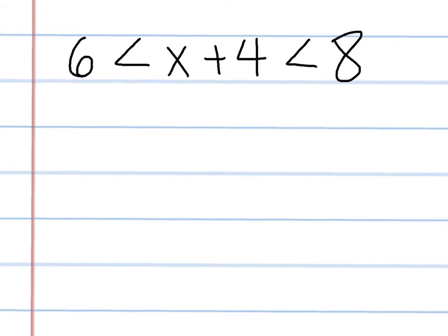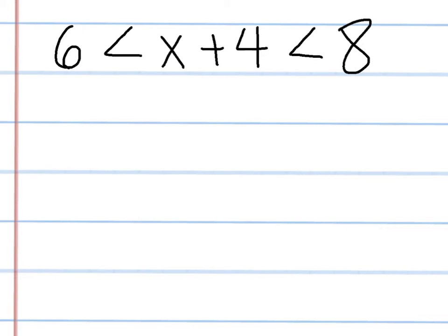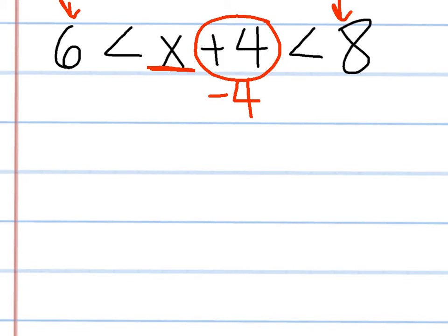Okay, example number 3. This time we have 2 sets of inequality signs. That means whatever we do this time, we're going to do it to all 3 parts, both sides of the middle part. What we want to do is get our x by itself, just like we've been doing. The x is always going to be in the middle. We need to get rid of this 4, so we're going to subtract 4, not just from 2 sides, but from all 3 parts.